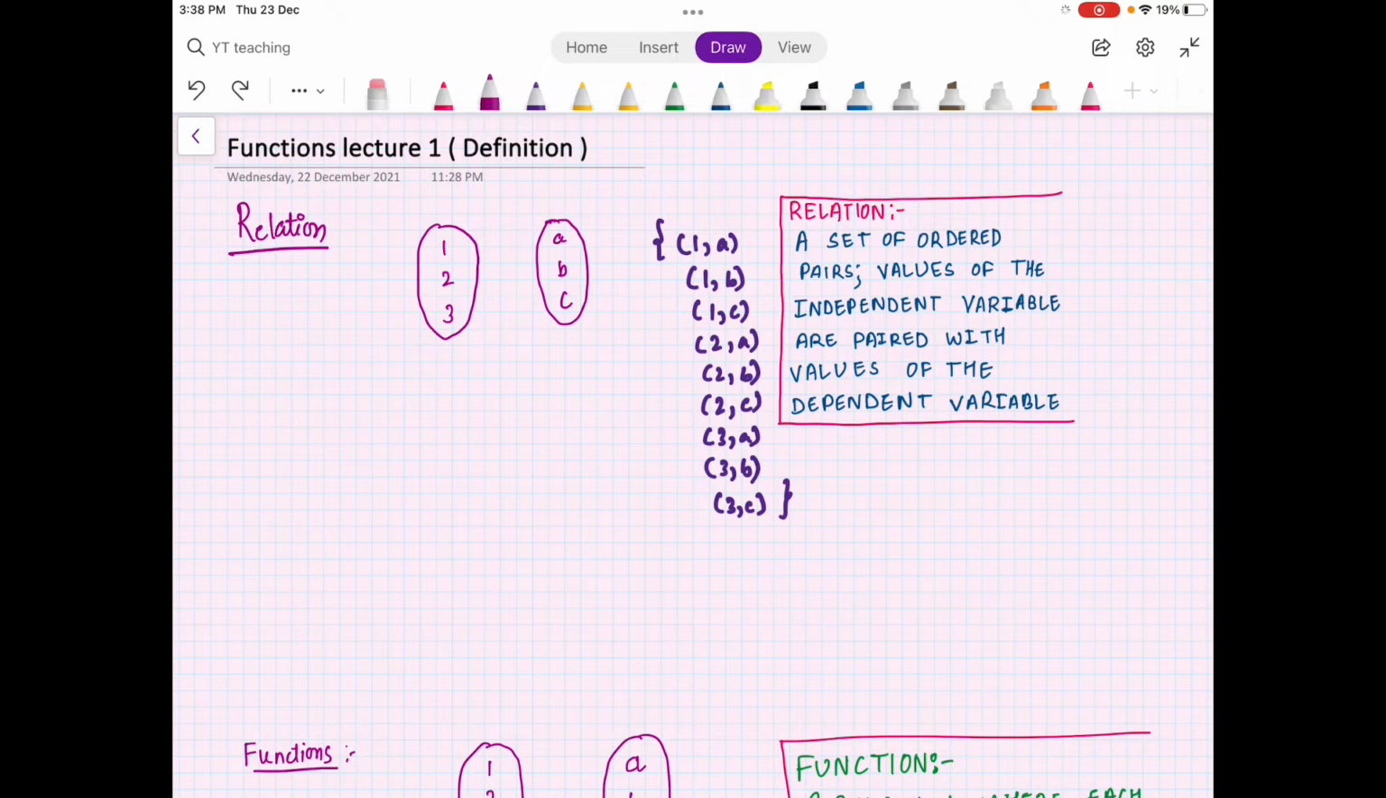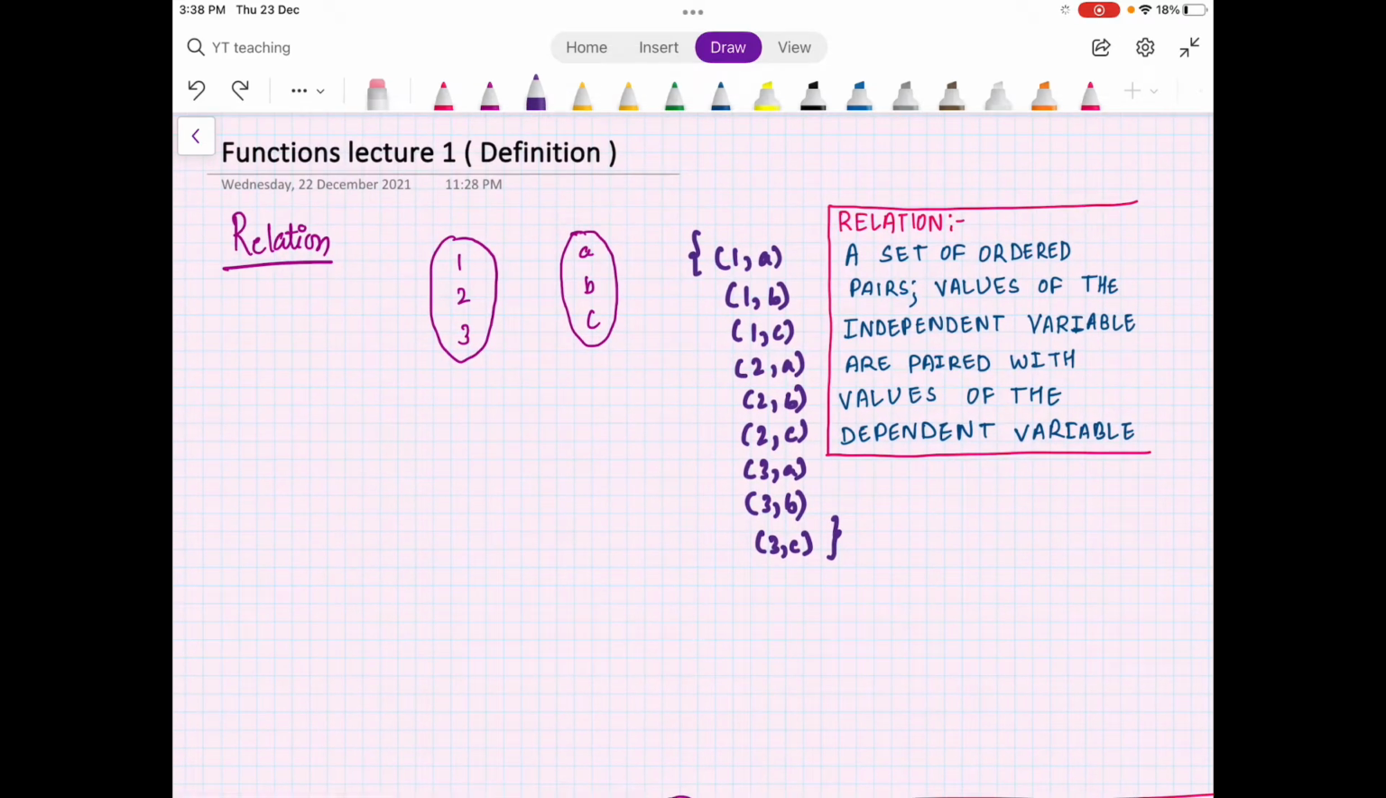For defining a function, we should first know that suppose you are given two sets. I have a set here, my set 1, 2, 3, which contains three elements. And then I have another set which contains three elements A, B and C. Then we have something called a relation. We will first look at what we mean by a relation, and then we will put some conditions on the relation to make it a function.